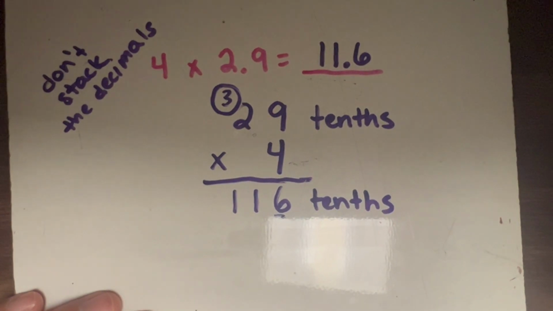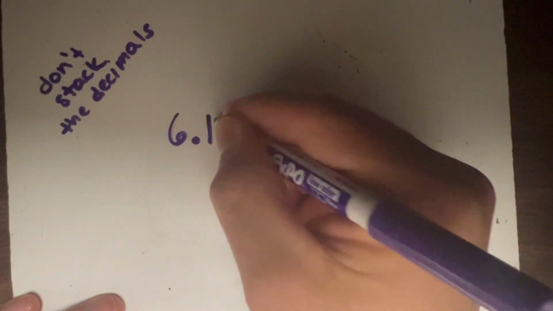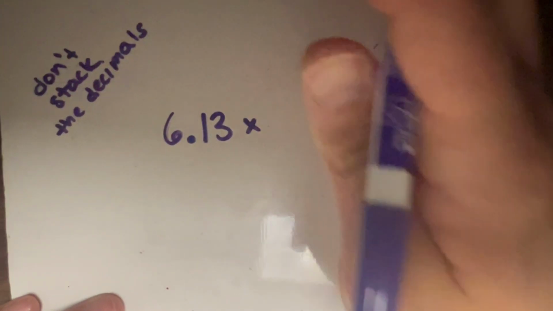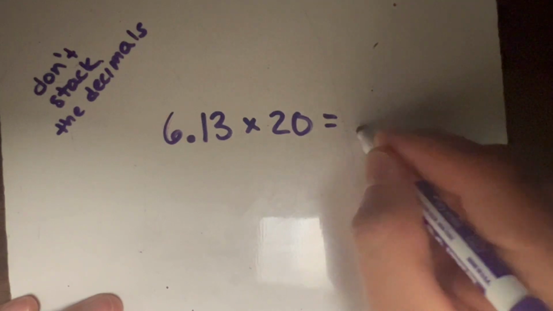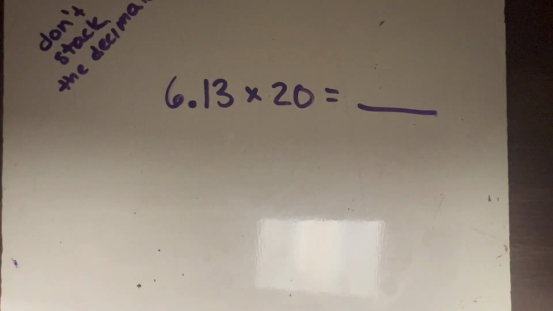Now we're going to do another one for today. I'm going to leave the rule up there. This is another one right from the homework. 6 13/100 will be our decimal number. And now we're going to multiply by a multiple of 10. So I'm going to use 20 for this one.